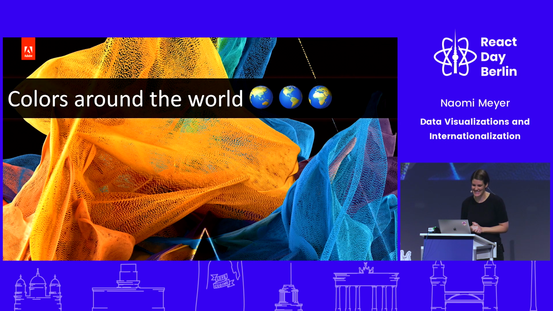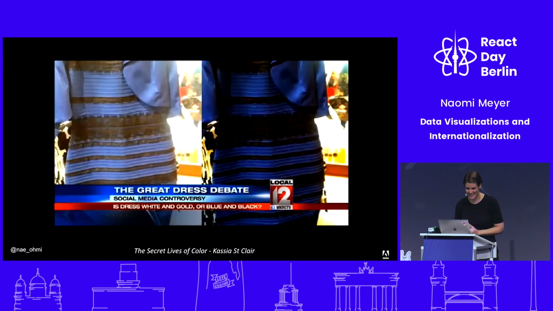So let's move on to colors. Colors are a major factor in creating effective data visualizations, but colors can have significant cultural meanings and differences across the world. So who remembers the great dress debate of 2015? This was an internet controversy where half of the internet saw this dress as white and gold, and the other half saw it as blue and black. And this made us more acutely aware of our brain's processing and the neuroscience of vision and color.